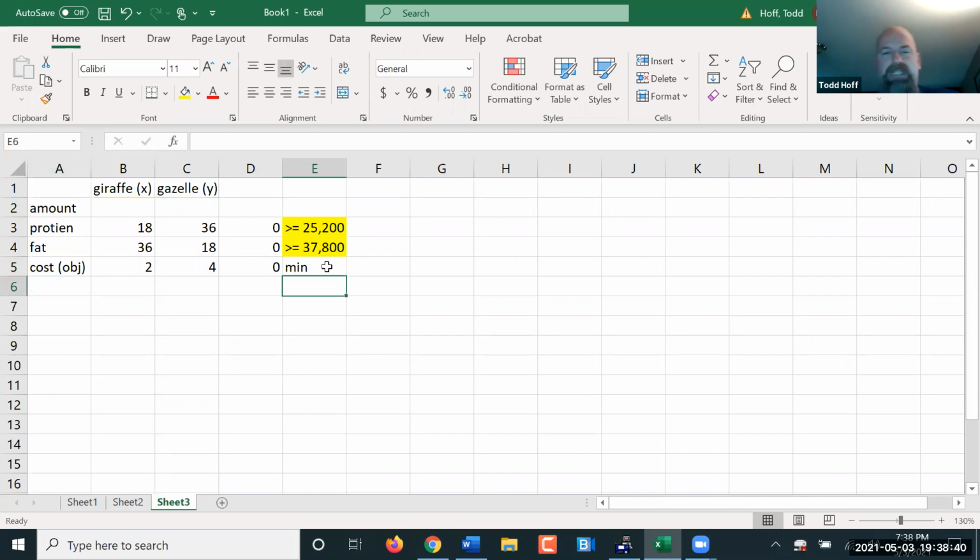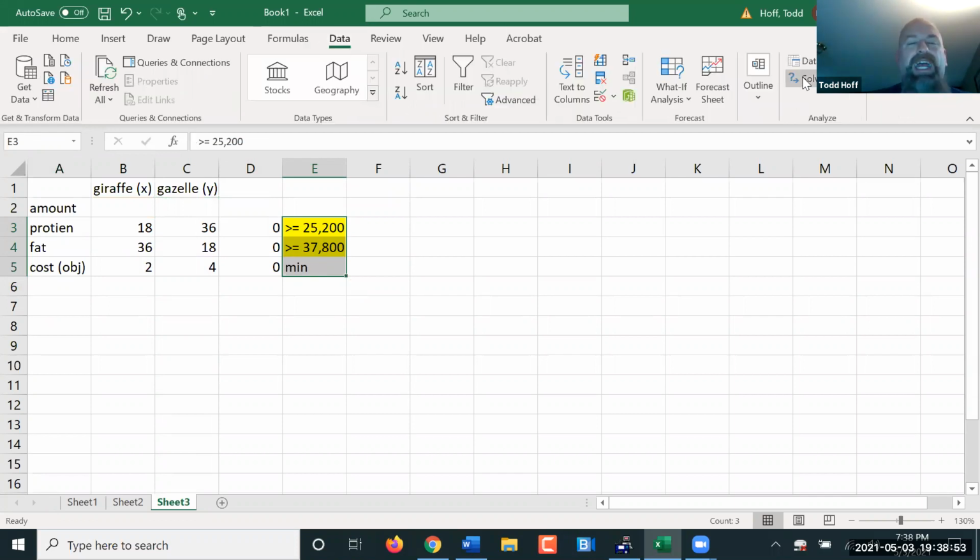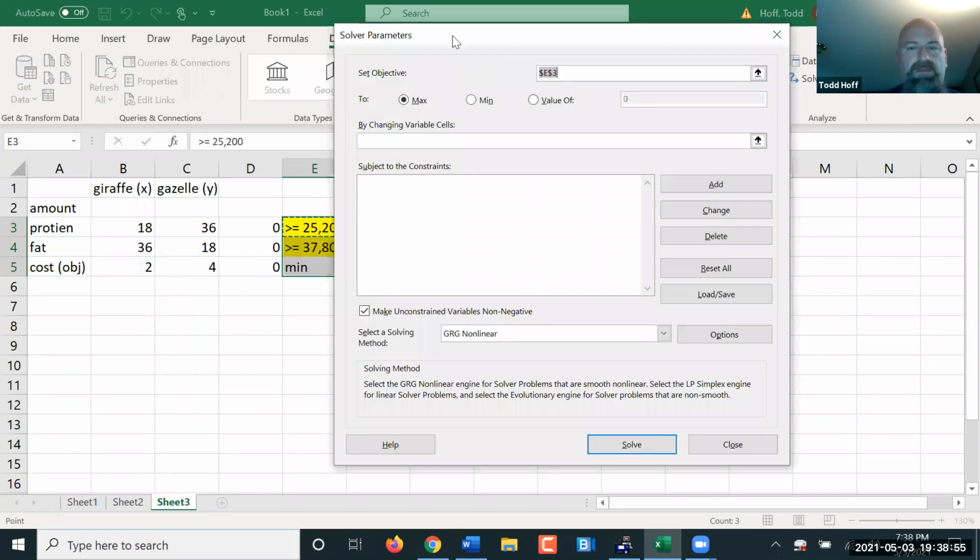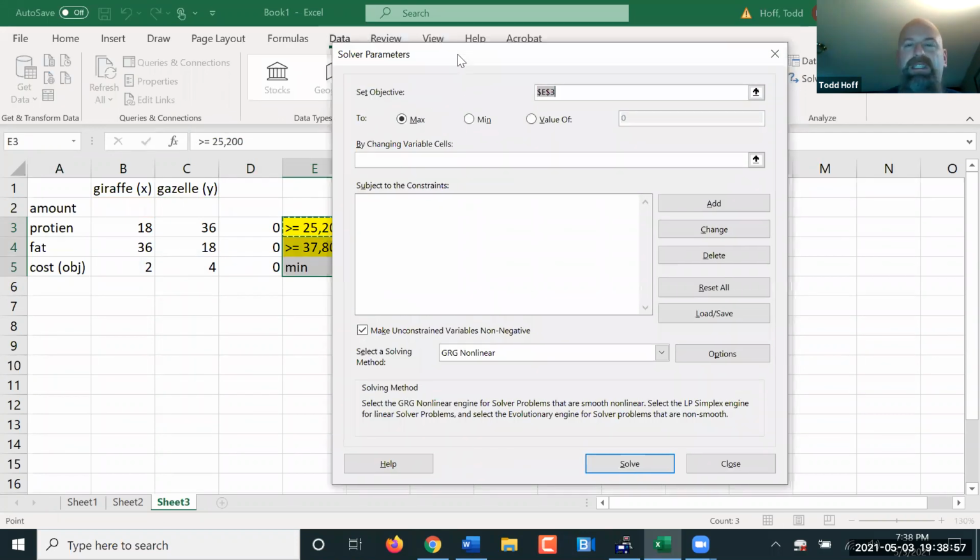And again, these three cells here are just notes for myself. I could have just as well left those blank and referenced back to the original problem, but I put those in there so that when I go to do the actual solver here, I have that information. I don't have to go digging for it. So this is the solver.